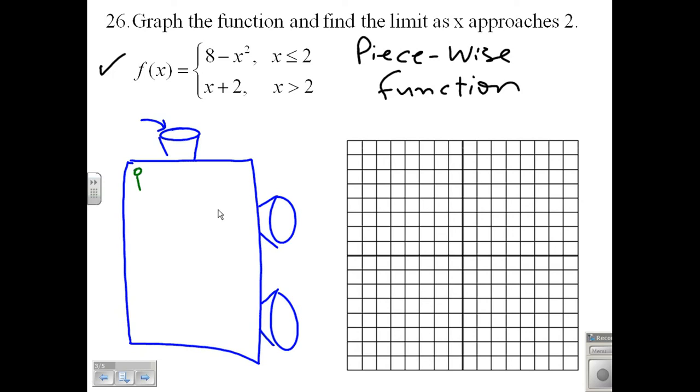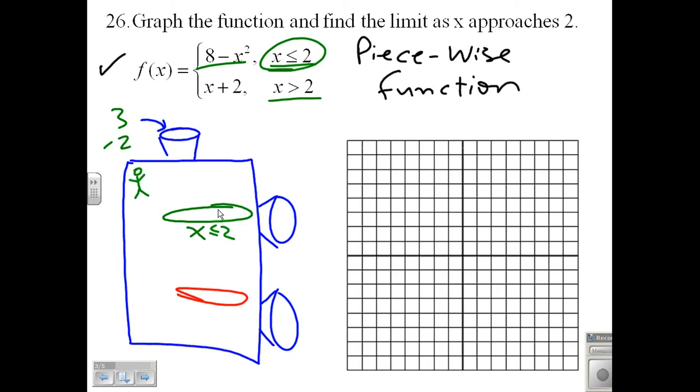We got a little sentry elf here who stands in here and checks what's coming in. If a 3 comes in there, he's going to treat that differently than if a negative 2 comes in, based on their values. We're either going to take 8 minus what comes in there squared, or we're going to take what comes in there and add 2 to it. So in the case that x is less than or equal to 2, we're going to treat it that way. But if x is bigger than 2, we're going to send it down to this conveyor belt.